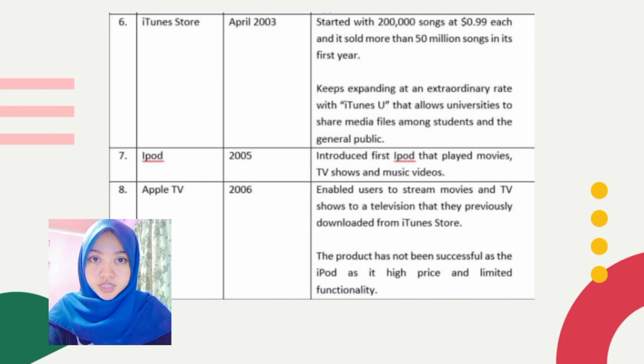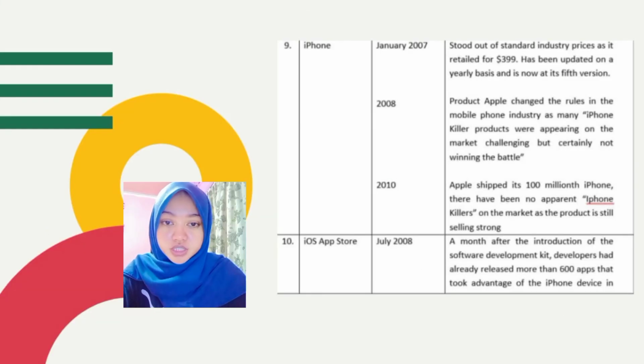Apple released the Apple TV the following year in 2006. It let customers stream videos and TV shows that they had already purchased from the iTunes Store to their television. Due to its expensive price and limited functionality, the gadget has not been as successful as the iPod. The iPhone was introduced in January 2007. It was priced at $399, which was unusually low in the industry. It has been updated on an annual basis for the past 5 years and is currently in its 5th version.